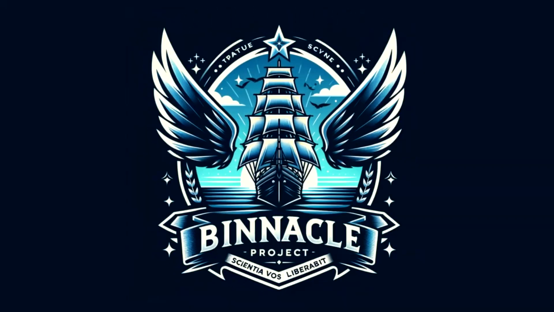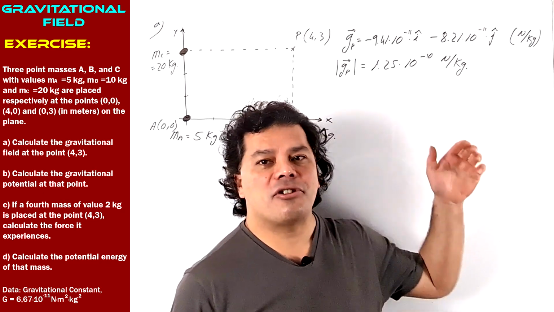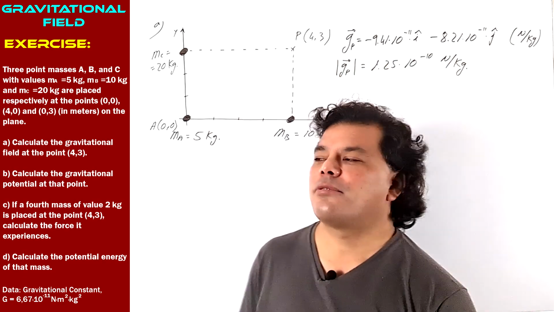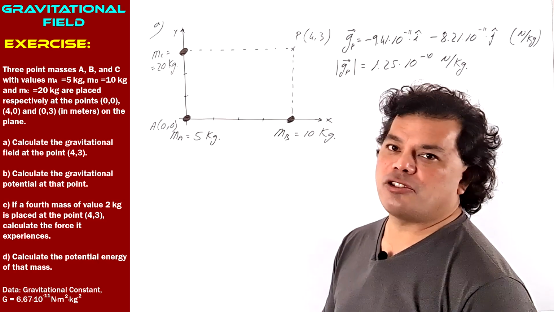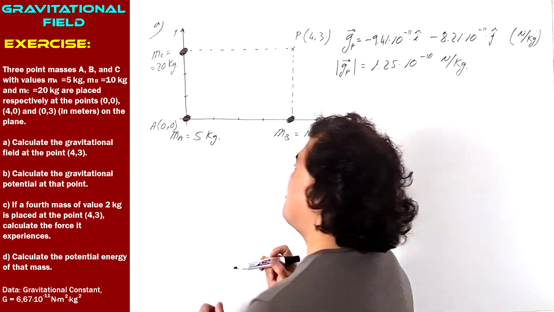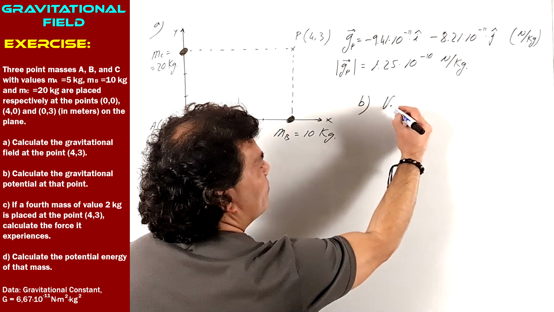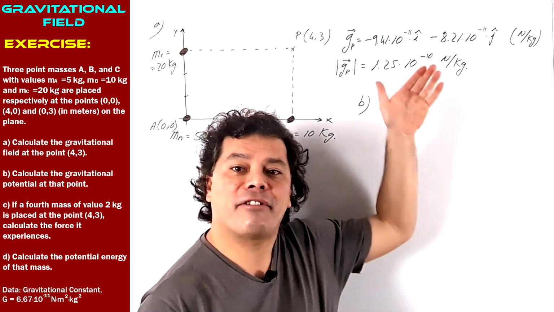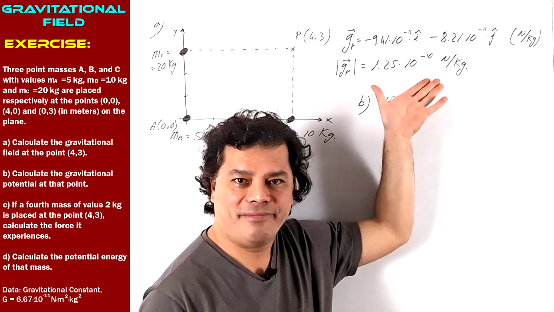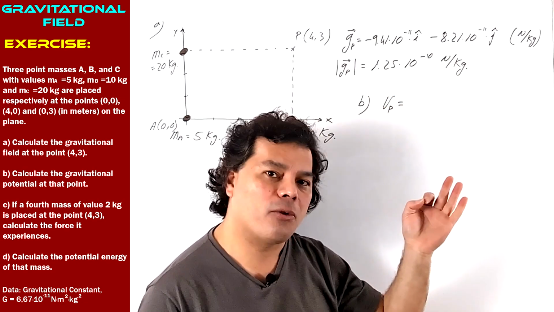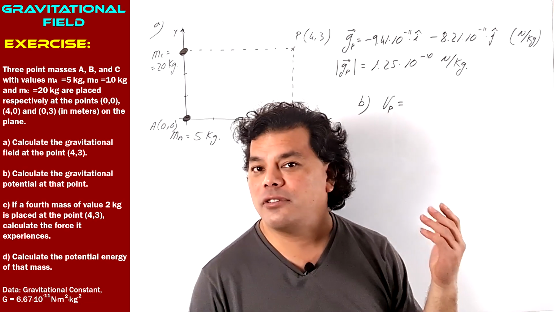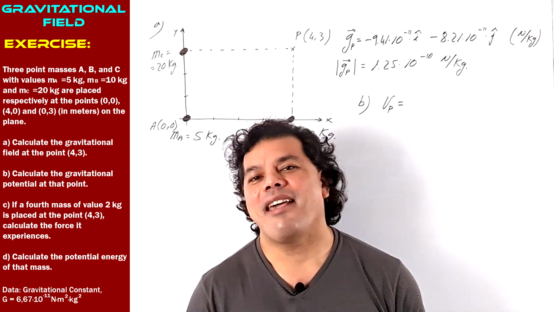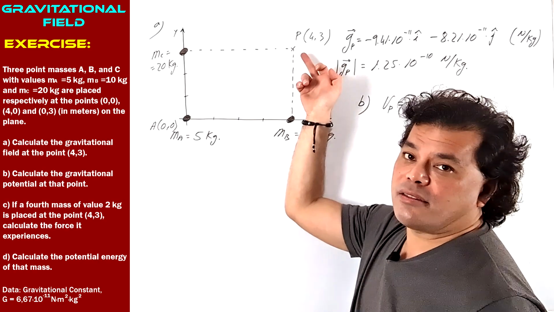Now that we have already calculated the gravitational field at point P, not only in vectorial form but also in magnitude, it's time to solve section B, where they're asking us to calculate the gravitational potential at point P. The gravitational potential, which is represented by V sub P. And good news, even though the gravitational field is a vectorial magnitude, the gravitational potential is a scalar magnitude, so we won't have to deal with the vectorial treatment that we had to use at section A.